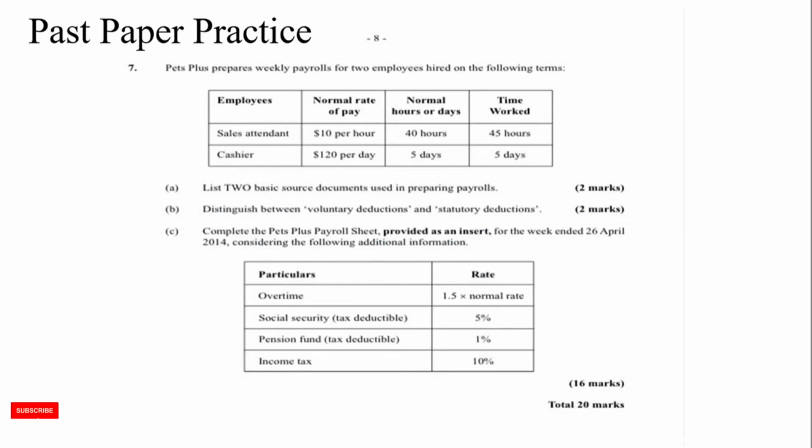All right, so let's look at this past paper question. It says PET Plus prepares weekly payrolls for 2 employees hired on the following terms. We are given the 2 employees, a sales attendant and a cashier. We are given the normal rates of pay: $10 per hour for the sales attendant, $120 per day for the cashier. I want you to realize that one is in hours, one is per day. The normal working hours for the sales attendant is 40 hours. Normal working hours for the cashier is 5 days. The sales attendant actually worked 5 hours overtime, because you see they worked 45 hours there. The cashier, however, did not work any overtime.